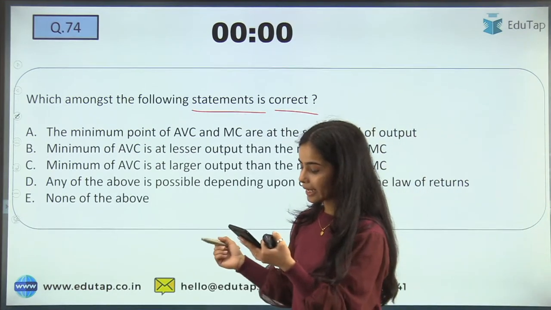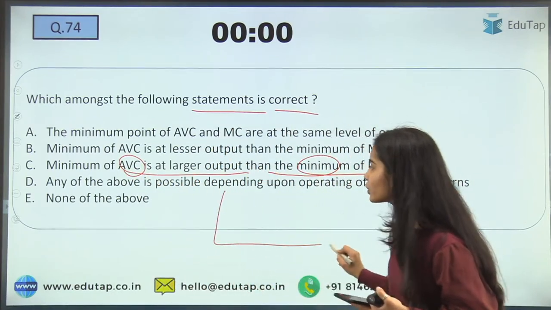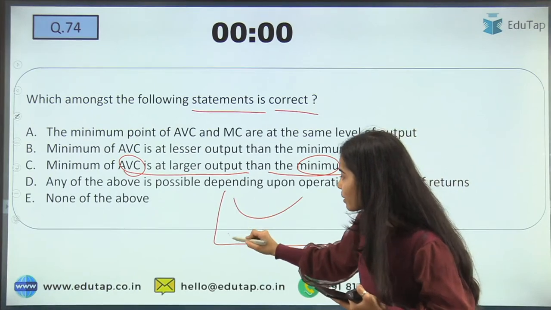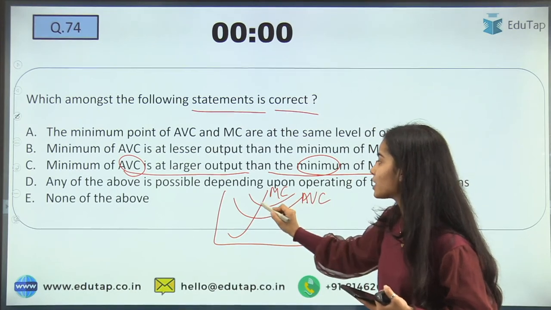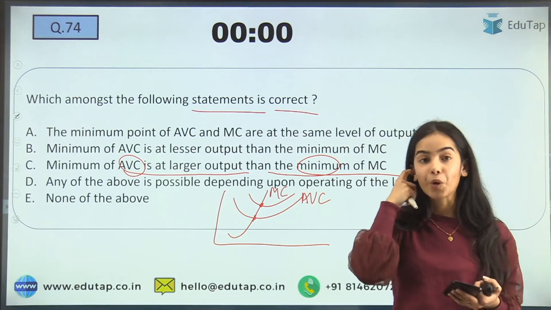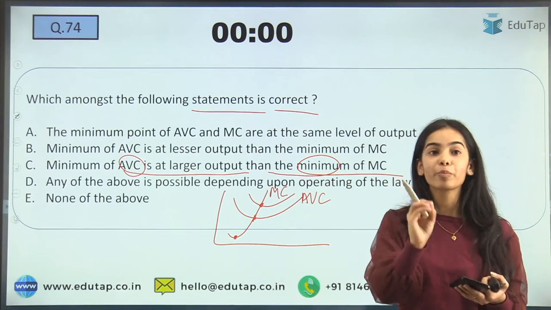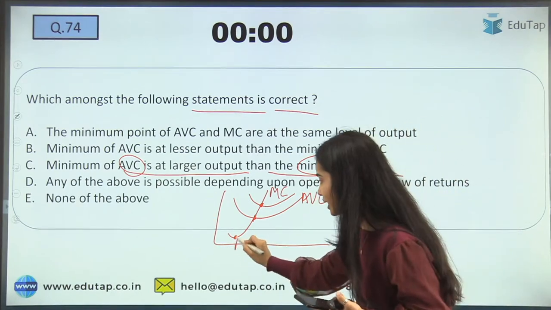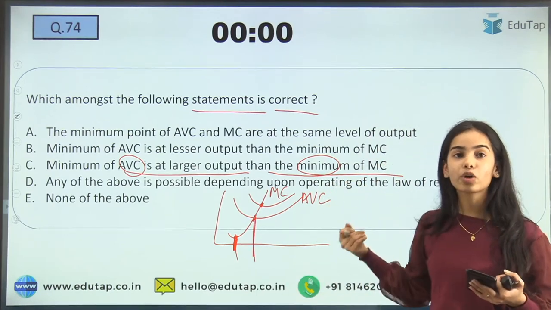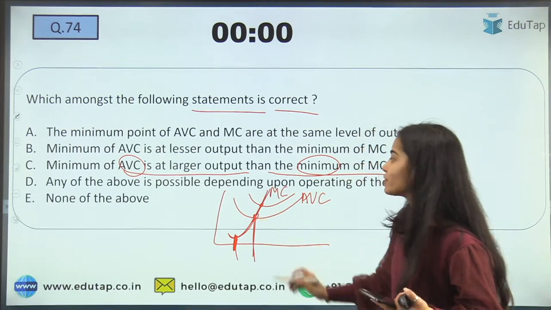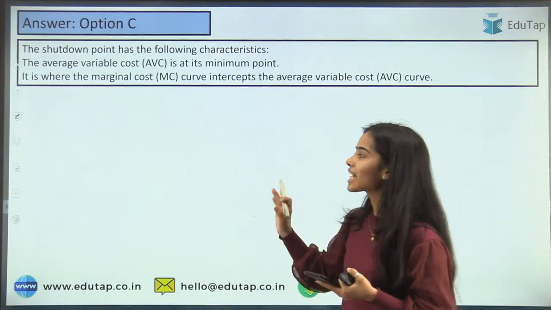So see, in this one, minimum of AVC is at larger output than the minimum of MC. I have already told you that MC cuts the average variable cost, or MC cuts the average cost at the minimum point. So marginal cost should have the minimum point at some earlier output, and the average variable cost should have the minimum at a later point, then only the MC can cut the AVC at its minimum point when MC is rising. This kind of question is very rare.